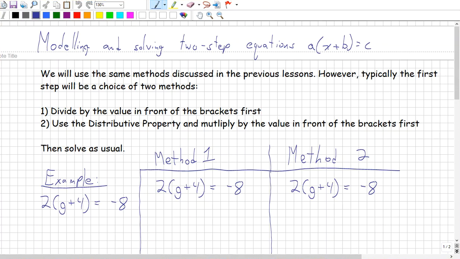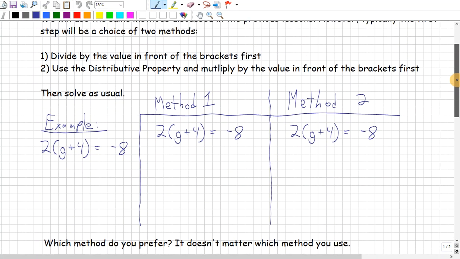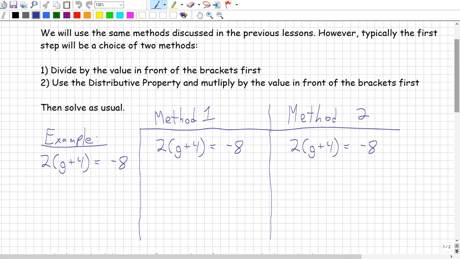The first example we're going to look at is 2 times (g plus 4), which is equal to negative 8. We're going to solve it using method 1, which is dividing by the value in front of the brackets on both sides. Remember, we still have to balance the equation. Then method 2, which is using the distributive property to multiply everything out, expand everything, and then solve it that way. And maybe you can see which way you like better.